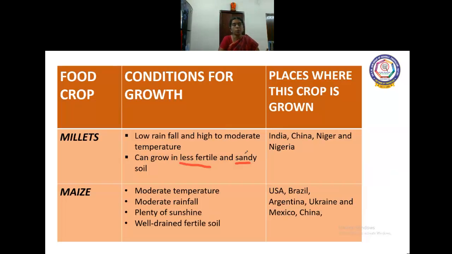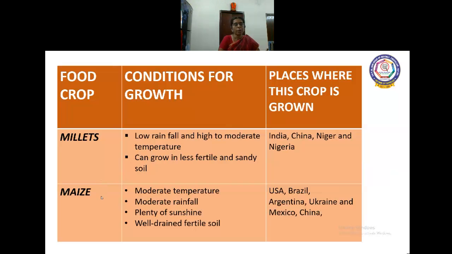Actually, we had been using these millets for a long time. With the advent of rice and wheat, people did not use these millets much. But nowadays, after getting awareness about the nutritious values of millets, people started to use them again.